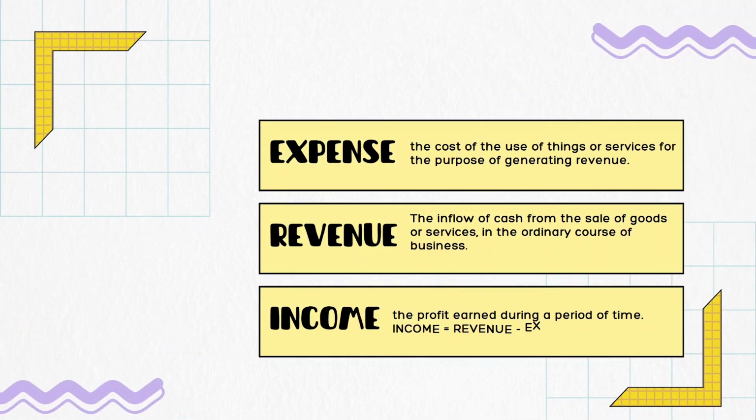Next, these terms are very commonly used. Expense: the cost of using things or services which will help in generating revenue. Now, what is revenue? Revenue is inflow of cash from the sale of our goods. Income is nothing but our sales minus our cost. That is our revenue minus our expense.